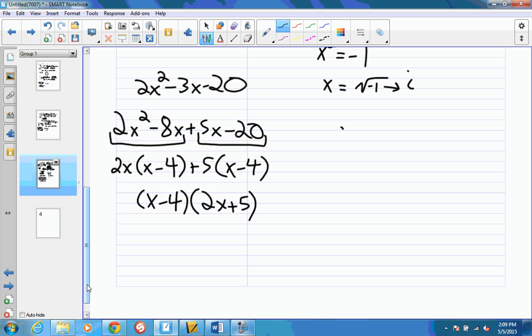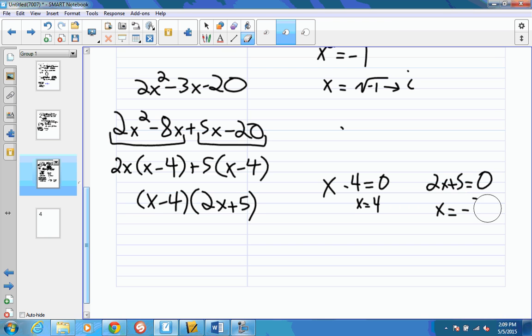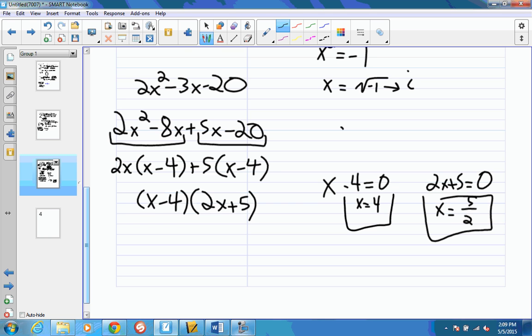Alright, set each of those equal to 0. X minus 4 equals 0, so x equals 4. And then 2x plus 5 equals 0. So x equals negative 2.5. Negative 5 over 2. Minus 5 from each side, and then divide by 2. So negative 5 divided by 2.